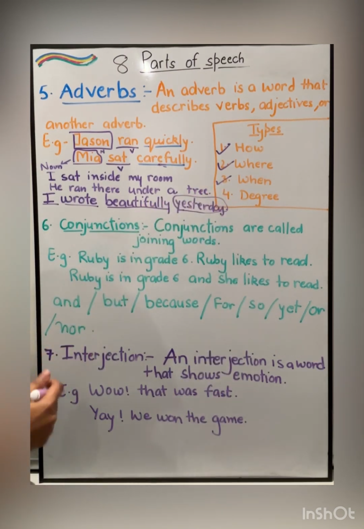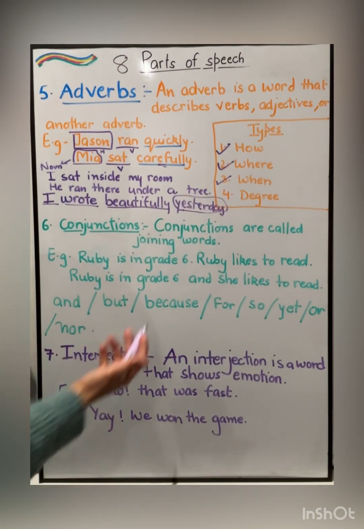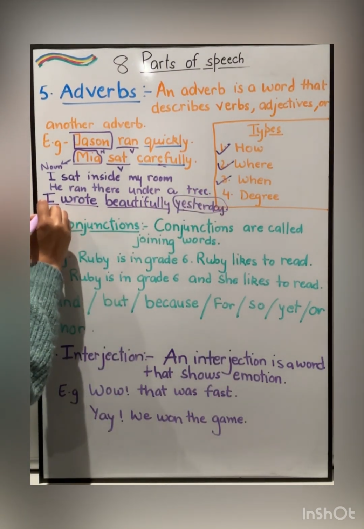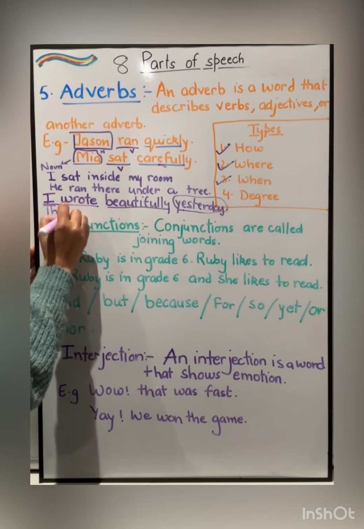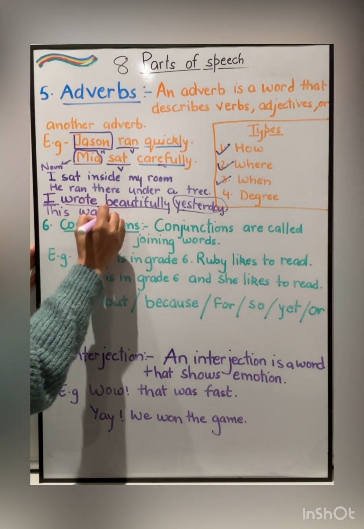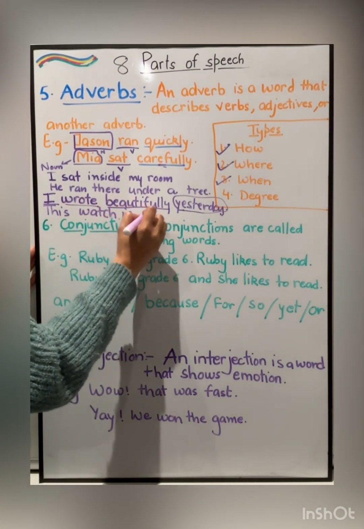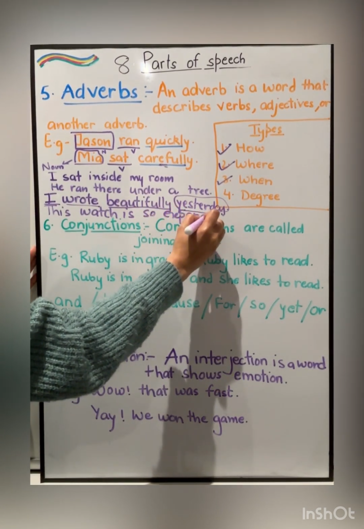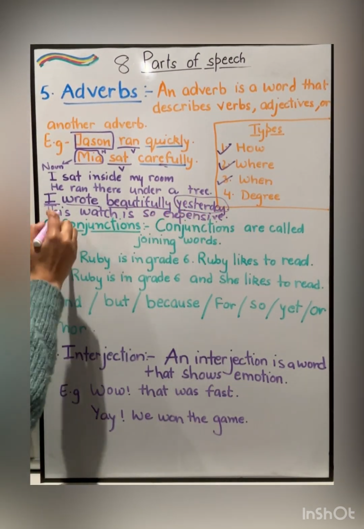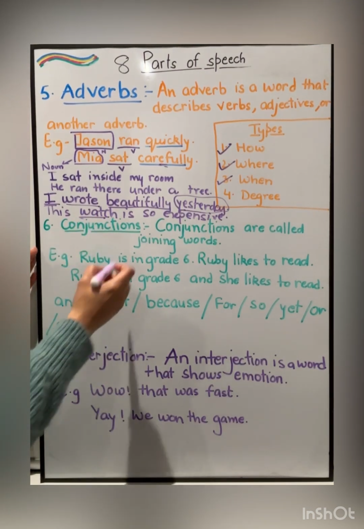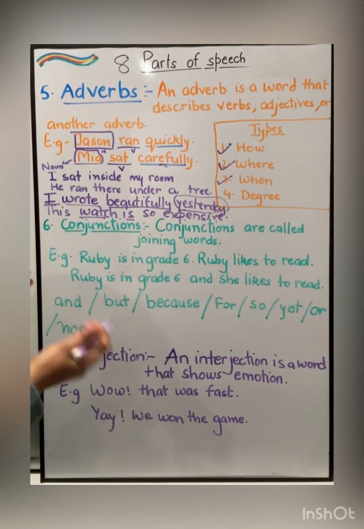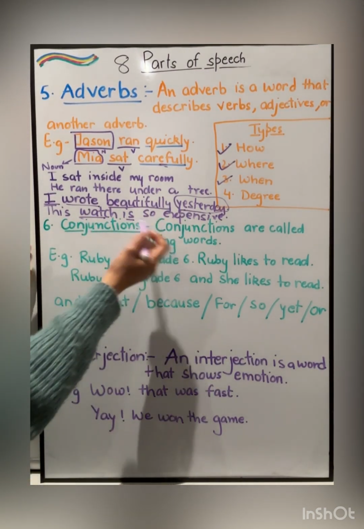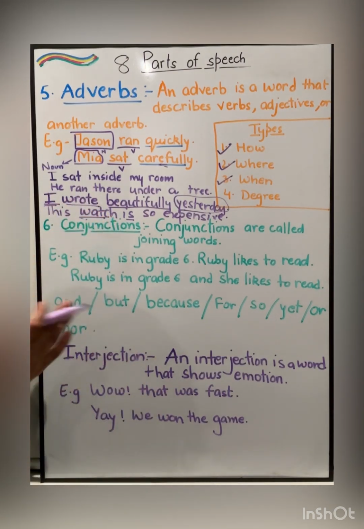The fourth type is degree. How much? This watch is so expensive. Watch is your noun. Is is your state of being. Sorry, I mean a verb, not an action word, but a verb.